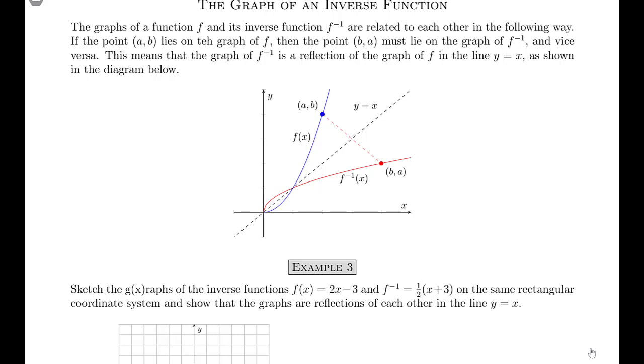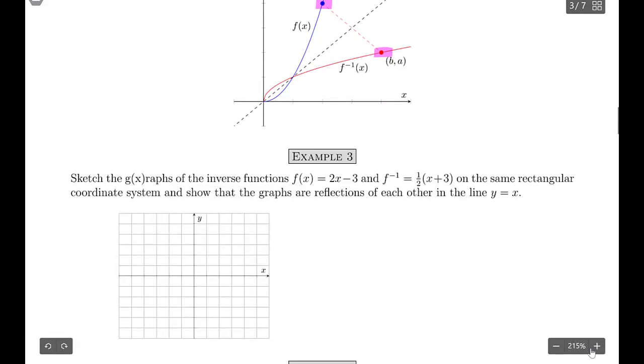And so it is a mirror image of the blue graph as long as we reflect it over that line y equals x. And then you can see the relationship between the points A, B, and how it flips around, and the domain becomes the range and the range becomes the domain. So AB becomes BA, or vice versa, when we're looking at these.